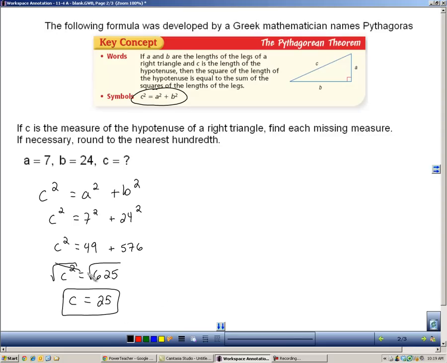Now notice something that I didn't include. We've always learned that when you take the square root of both sides of an equation, you're supposed to include the positive and the negative. I could have done that here, but remember, we're being asked for a measure, and measures cannot be negative. Distances cannot be negative. So we know that the answer here is going to be a positive 25.